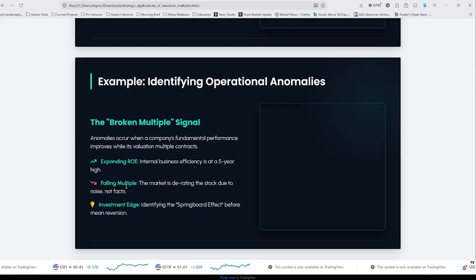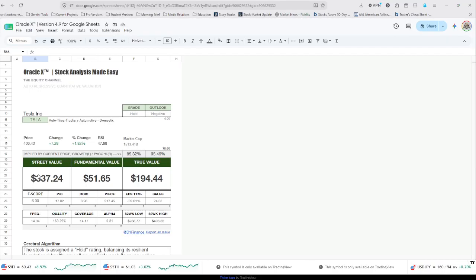Now, there's the other part of this where a company has a high price to book, but their return on invested capital is actually falling. So rising valuation multiples, but falling returns. These are what's called valuation pairing.